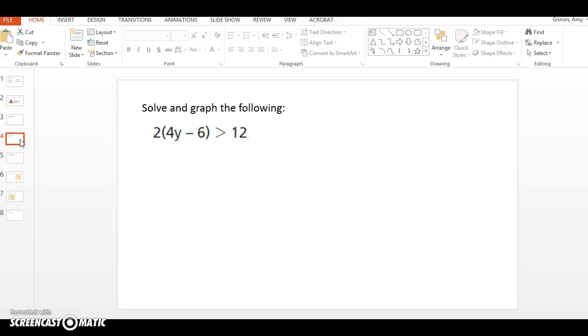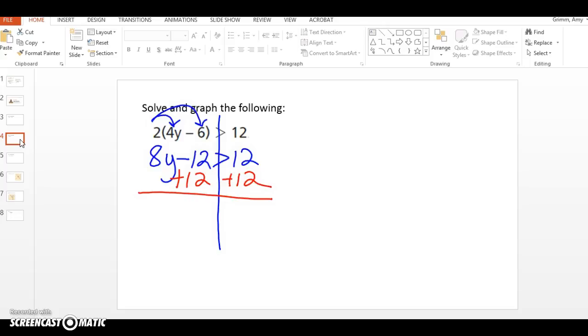All right. Okay, next part. Solve and graph the following. So we need to do what? Distributive property. All right, so 2 times 4y is 8y. Minus 2 times 6 is 12. Is greater than 12. What's my next step? You add 12 on both sides. Yep, you do. I have 8y is greater than 24. And then the last step? Divide by 8.